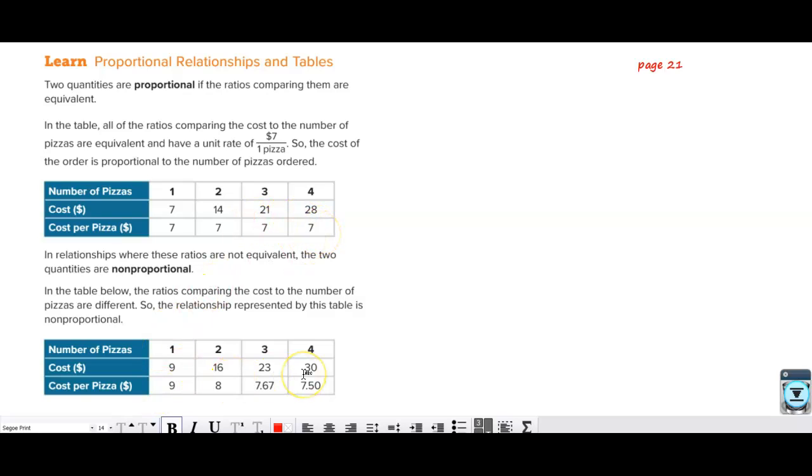Now, this is an example where the ratios are not proportional. They're charging $9 for one pizza, but only $8 per pizza if you buy two pizzas. Because these numbers are not the same, this is not proportional.